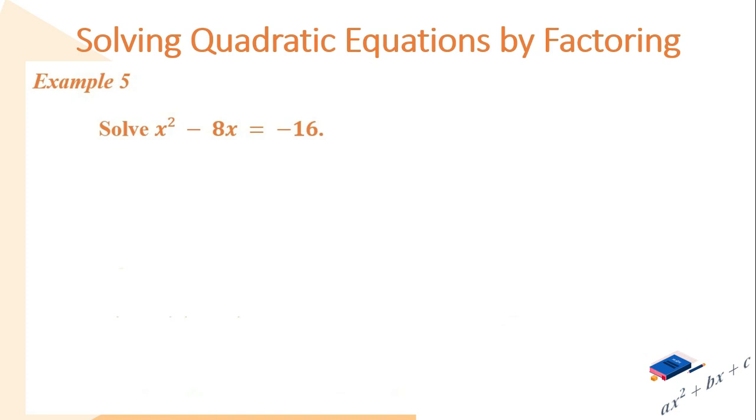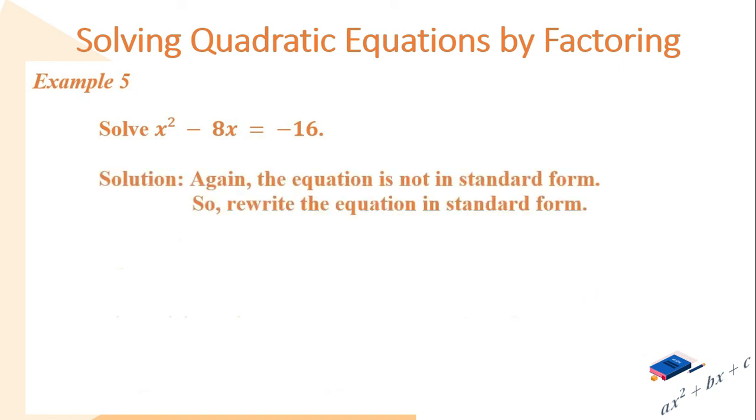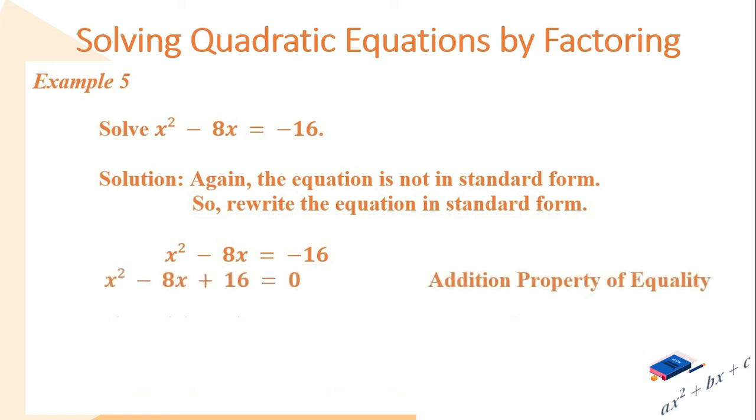Let's take example number 5. Solve x squared minus 8x equals negative 16. So again, the equation is not in the standard form, so we have to rewrite the equation into the standard form. So x squared minus 8x equals negative 16. We transpose negative 16 to the left side, and that becomes positive 16.